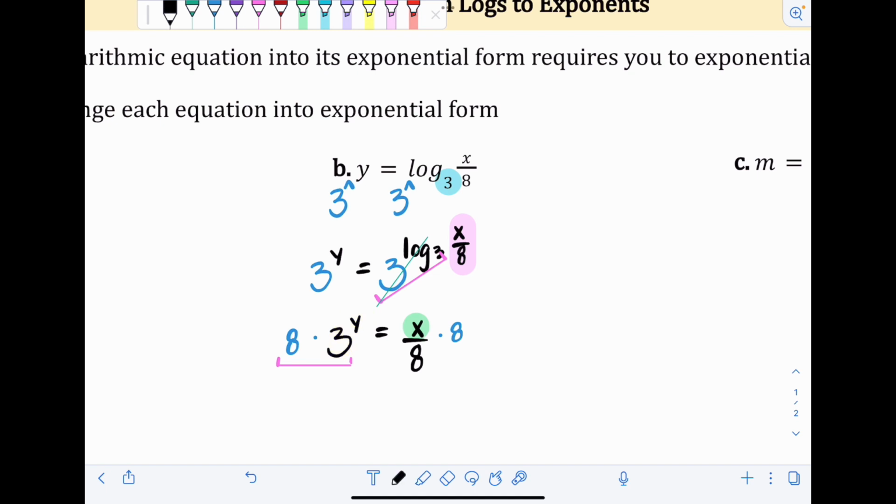So we would just leave it as 8 times 3 to the y, and then equals, over here, multiplying by 8 and dividing by 8 cancels out, so I'm left with just x. So 8 times 3 to the y equals x is our exponential form.